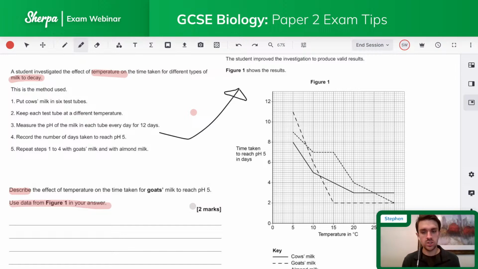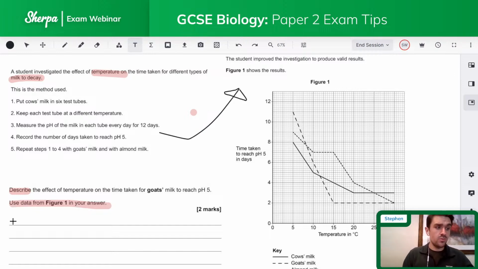All the describe question is testing is whether you can just think scientifically about data that you are given. So in this question, we're asked to describe the effect of temperature on the time taken for goat's milk, so the solid line here, to reach pH 5. Well, we can see from this diagram, sorry, goat's milk is the dashed line, so this one going down here. So goat's milk, we can see it decreases.